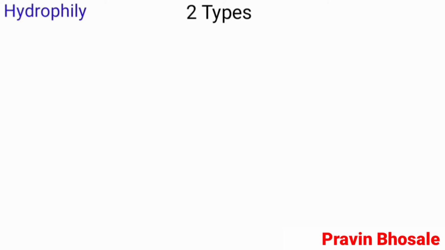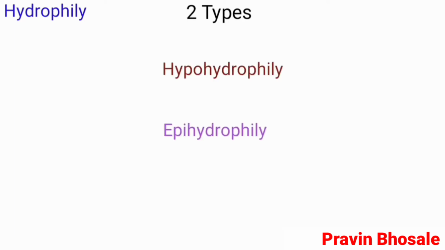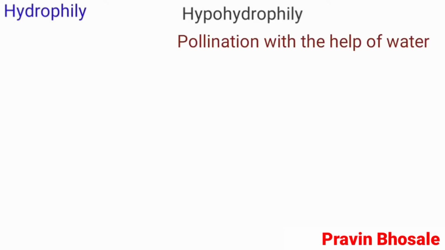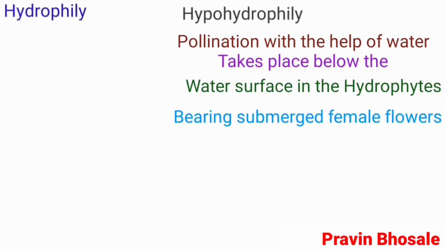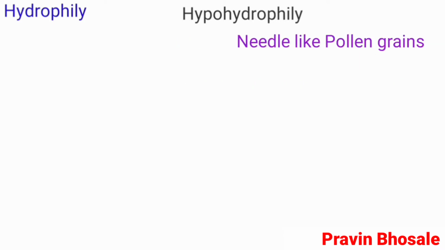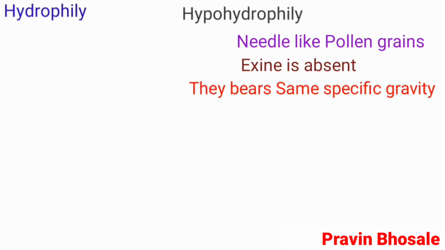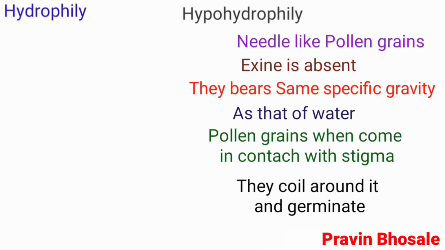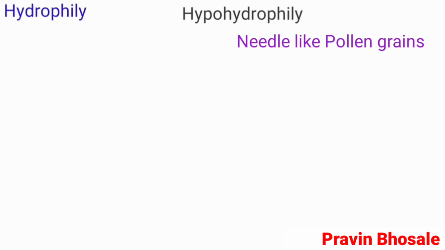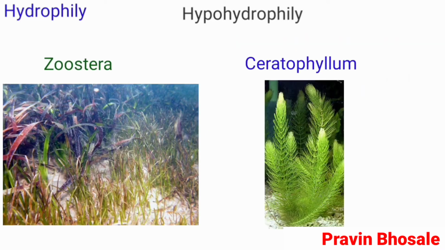Hydrophily is of two types: hypohydrophily and epihydrophily. In hypohydrophily, pollination with the help of water takes place below the water surface in hydrophytes bearing submerged female flowers. Such plants produce needle-like pollen grains in which exine is absent. They bear the same specific gravity as that of water. Therefore, they float below the water surface. Such pollen grains, when they come in contact with the stigma, coil around it and germinate. Examples: Zostera and Ceratophyllum.